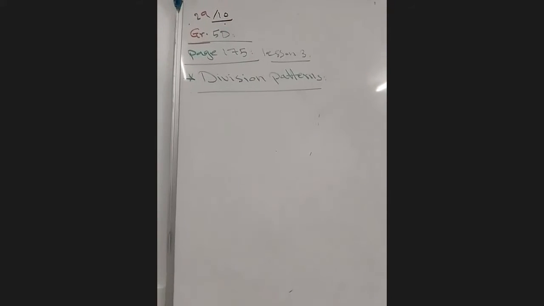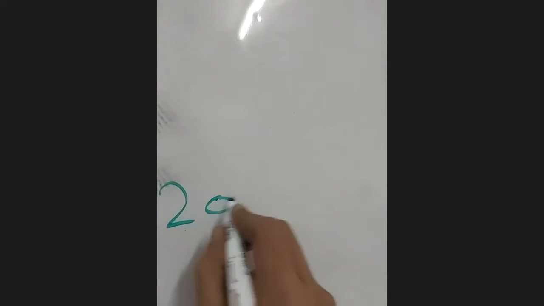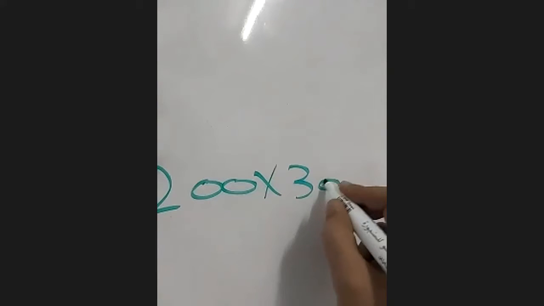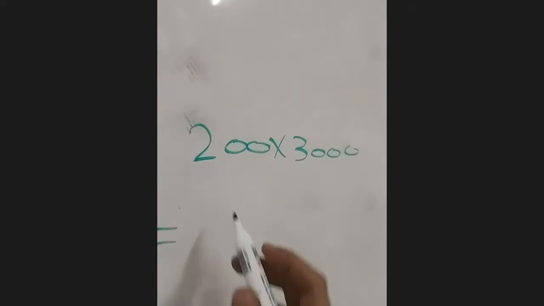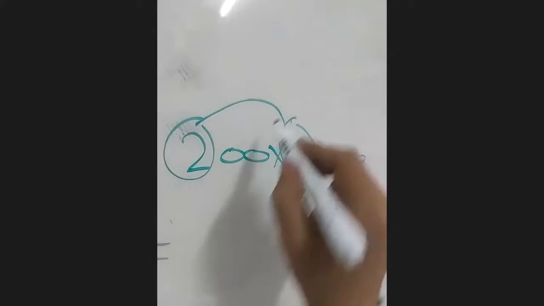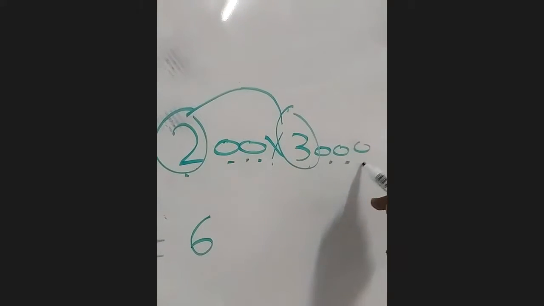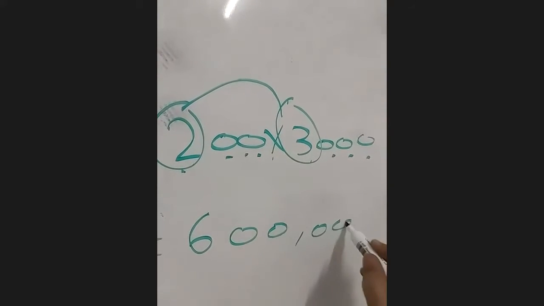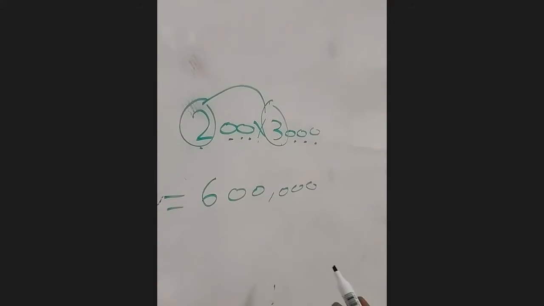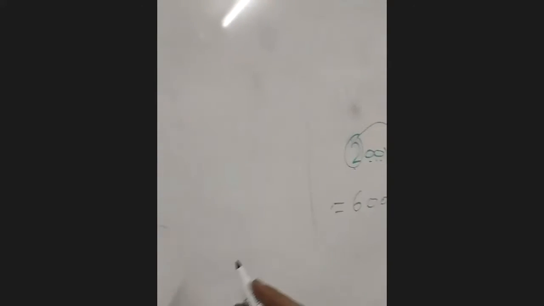Let's start with lesson three, divergent patterns. Just remember, guys, we did it in the multiplication. If you remember, when we multiply 200 by 3,000, we multiply the number with the number. 2 times 3 is 6, right? Then we put all of the zeros beside the 6. So the answer is 600,000.